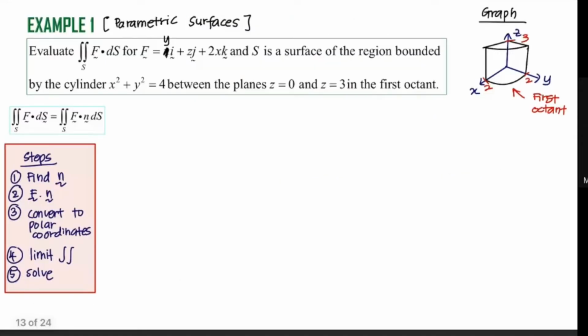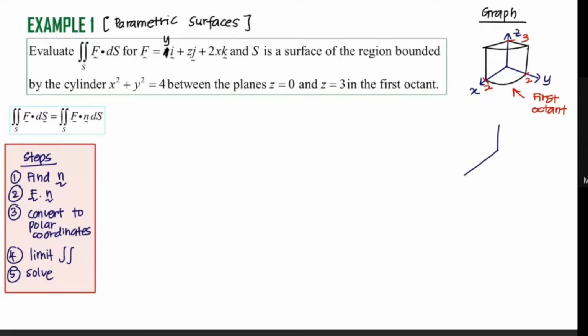So let's look at example 1. Evaluate the surface integral for this vector F, where S is the surface of the region bounded by the cylinder, between the planes z equal to 0 and z equal to 3, in the first octant. We have extra information here: octant. What is an octant?